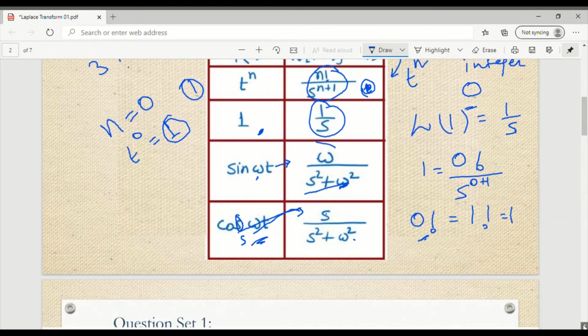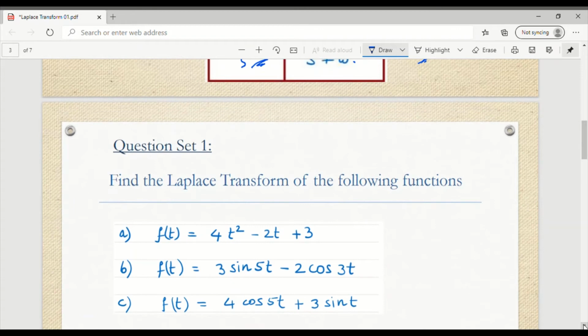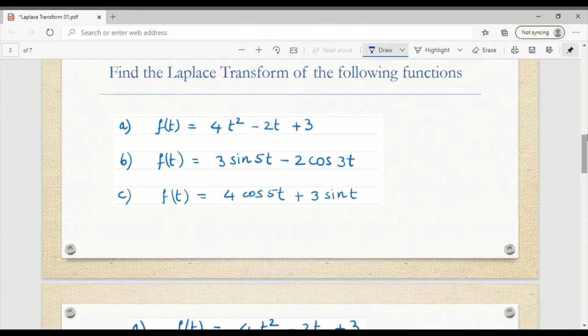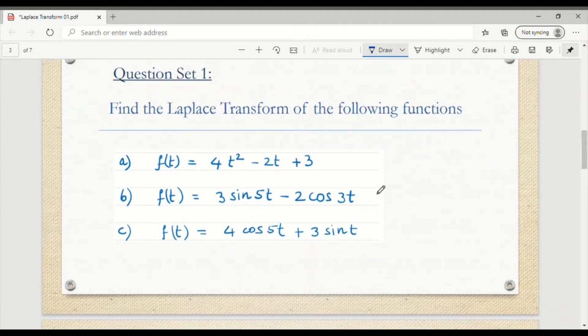So now we are going to see the actual problems based on only this formula. Later on we will be having some more formulas on Laplace. So now, what questions have we picked? The very first question: the function in the domain t has three terms, 4t square minus 2t plus 3.